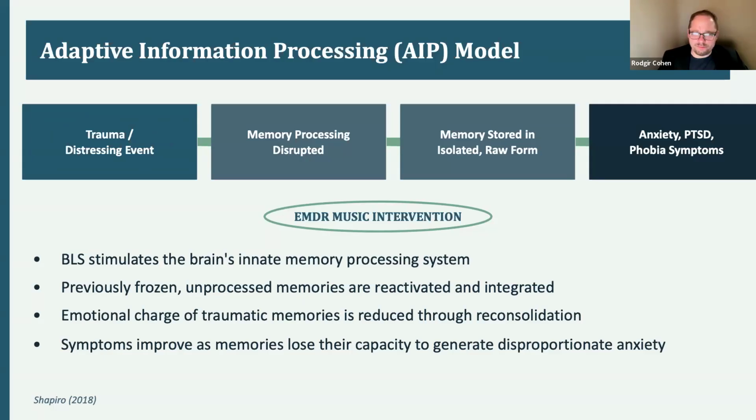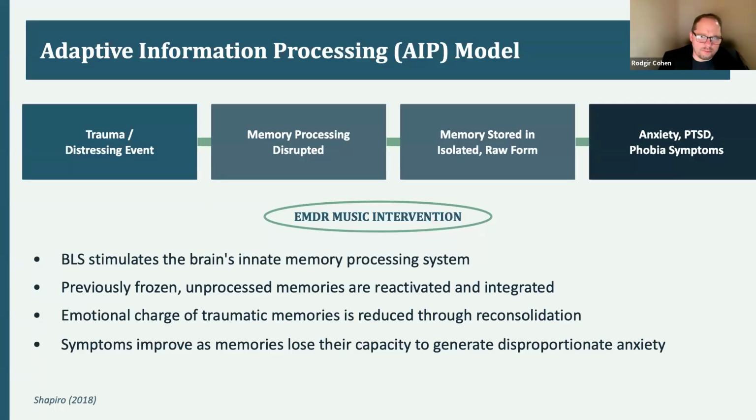The human brain has a built-in information processing system, and when we experience events, even distressing ones, the system is designed to process, integrate, and store those experiences as ordinary autobiographical memories. The emotional charge diminishes, and we can recall the event without being overwhelmed by it. But under certain conditions, such as high stress, developmental trauma, or acute threat, the processing system gets disrupted. The memory gets stuck, it doesn't integrate properly, and it remains stored in an isolated raw form with the original sensory, emotional, or physiological content fully intact in the memory.